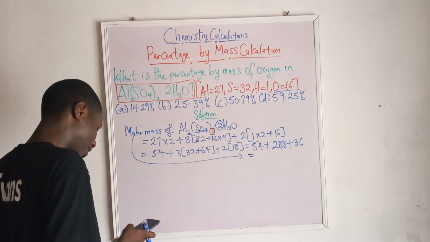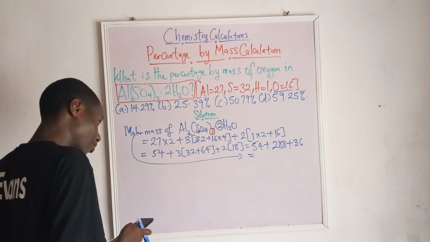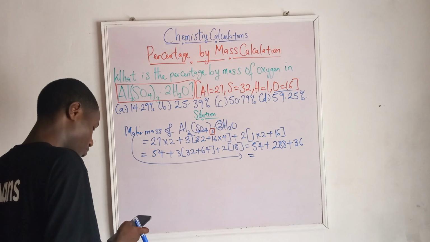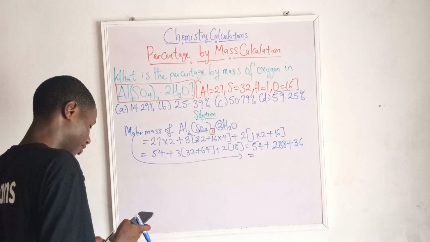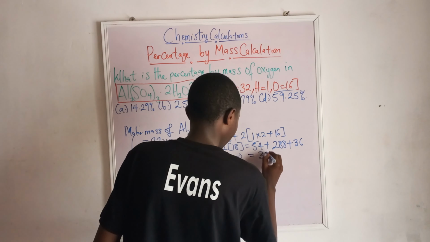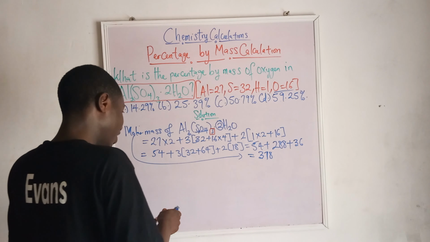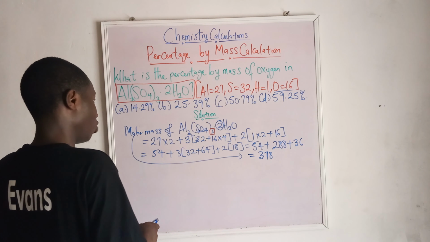So what are you going to get? 54, 288 plus 54 plus 36. So that will be 378. Now, you are able to get the whole total molar mass of the whole compound.